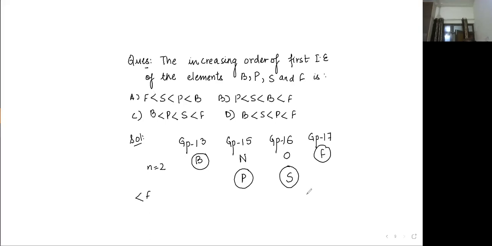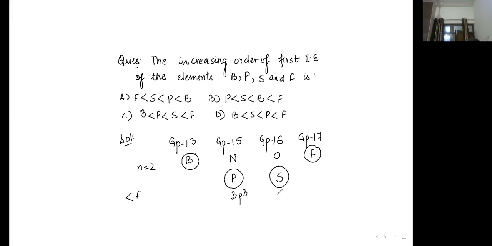Now between phosphorus and sulfur, tell me which will have the higher ionization energy and why? Everyone agrees that phosphorus will have greater ionization energy due to half-filled character. Group 15 is always greater than group 16. So it is highest for fluorine, and after fluorine, phosphorus should be greater than sulfur.